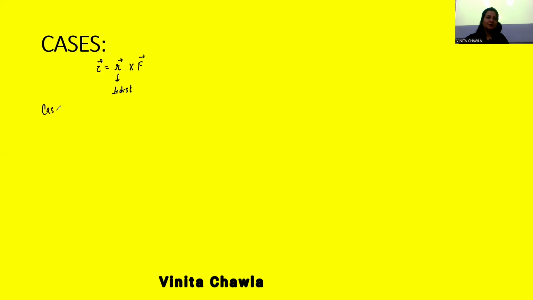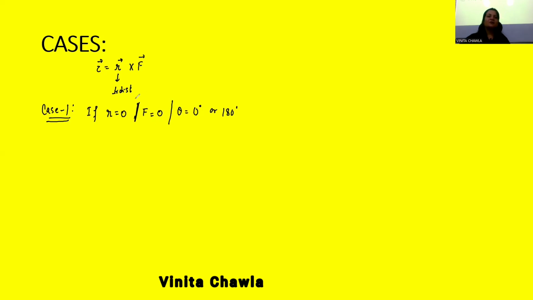So let's write case 1 first. In case 1 we are considering what if R is 0, or we are not applying any force, ठीक है? F is 0, or angle between R and F is either 0 degree or 180 degree. ठीक है? So we have 3 different situations, which we are taking separately. In the first case, we are taking R as 0. In the second case, we are taking F as 0. In the third case, we are taking theta as 0 degree or 180 degree.